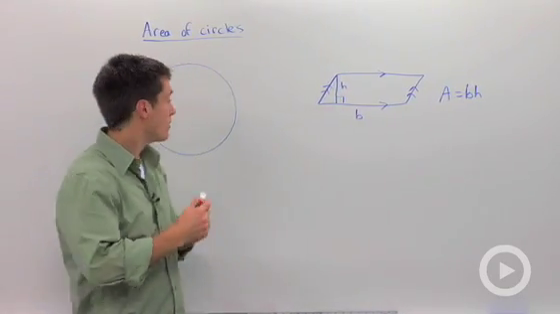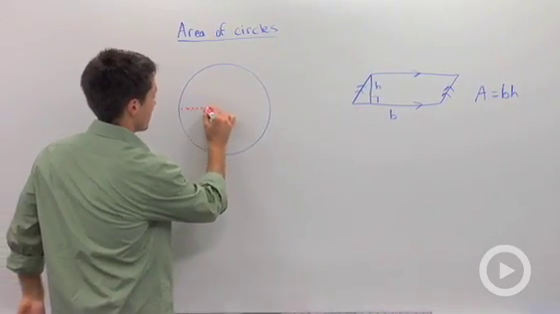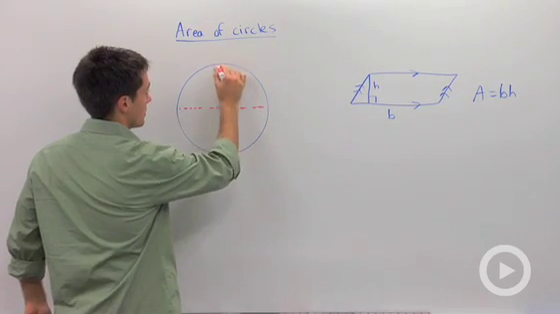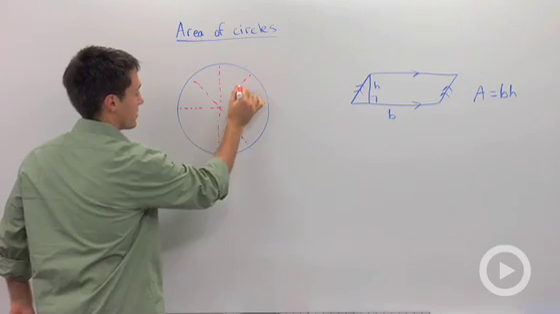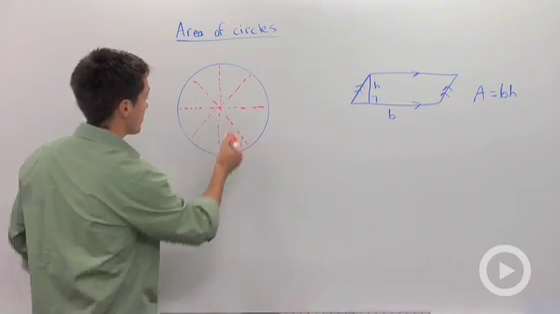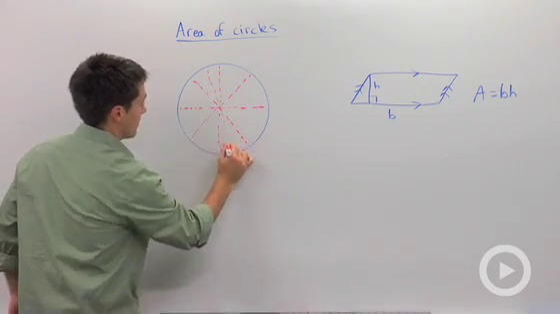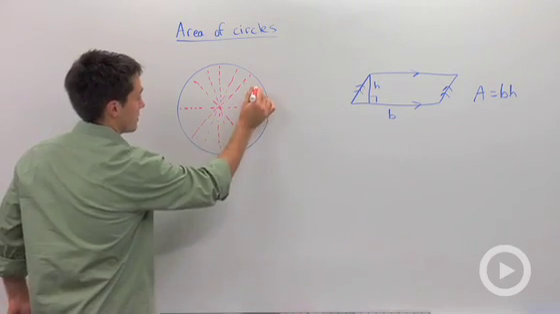So I'm going to imagine that I can cut this circle up into an infinite number of pieces. But since I can't draw an infinite number of pieces, I'm just going to start by drawing in, let's say, about 16 different pieces here.